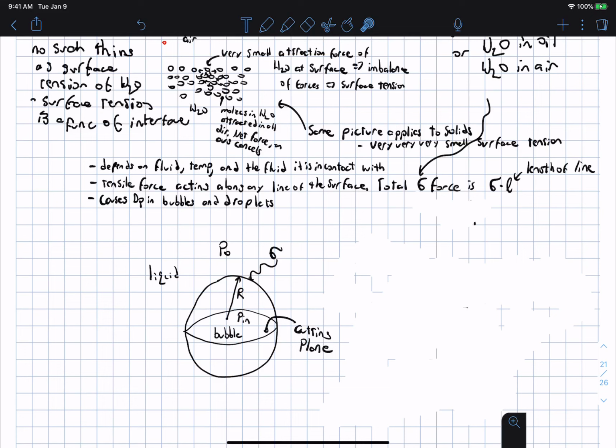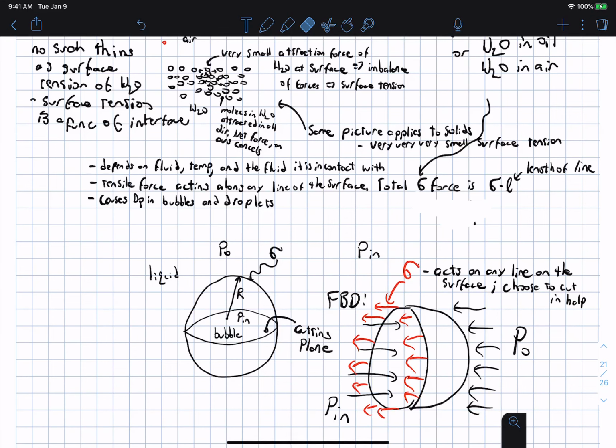I'm going to draw a free body diagram because we know this bubble is not accelerating, it's not changing shape, and so it's going to be in static equilibrium. So let's draw the free body diagram. Oh, and I forgot, sorry about that: surface tension has units of force per unit length, or in MKS, newtons per meter.